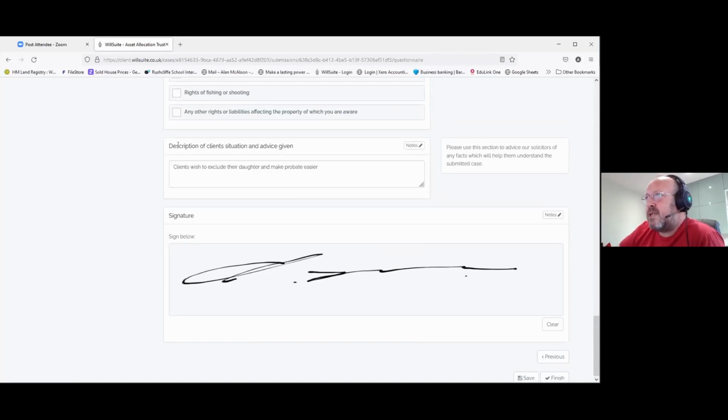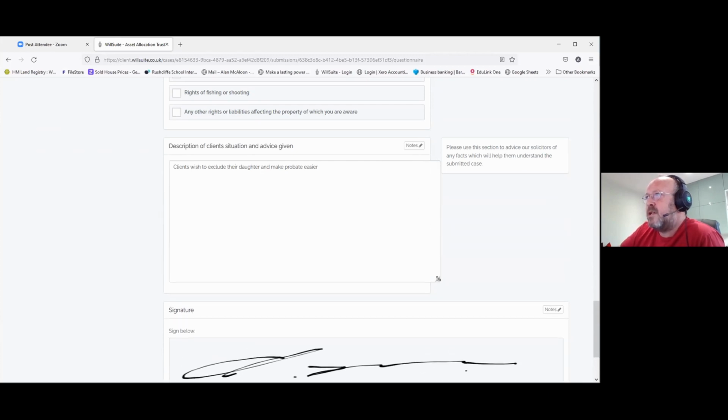Right, this box here, description of client situation and advice given. It's way underused. It's there so we can understand why the trust is happening, which is really helpful, because if we look at it and you've said that the client wants this because, here we've said the client's wish to exclude their daughter and make probate easier. So, make probate easier, but we notice it's got an equity release on it. When we look at the title, we would come back to you and say, this isn't going to make probate easier because there's equity release on it.